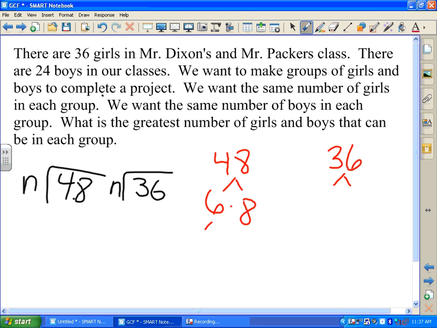Take 6 and break it down into 2 times 3. 2 is prime, 3 is prime. Now 8, take 8, and it's 4 times 2. 2 is prime, 4 becomes 2 times 2. 2 is prime, and 2 is prime.